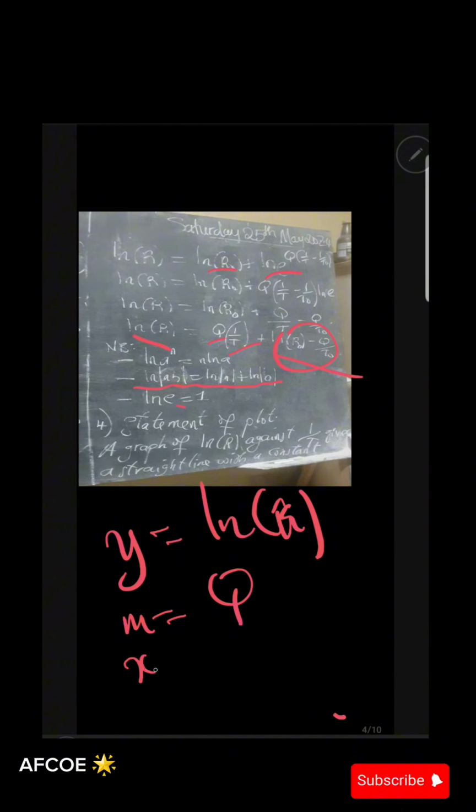So that is now our intercept. This is the intercept. That is y is equal to ln rho, then m is equal to Q, x is equal to 1 over T. Then your c has to be ln rho minus Q over T naught. Very correct.